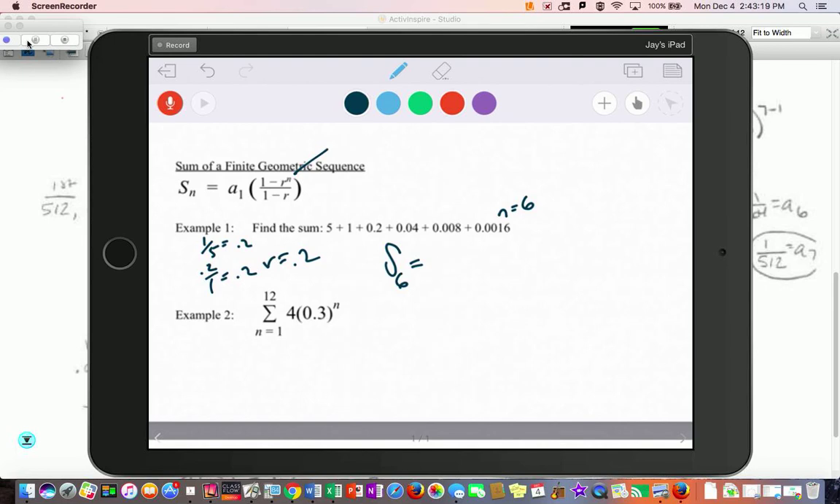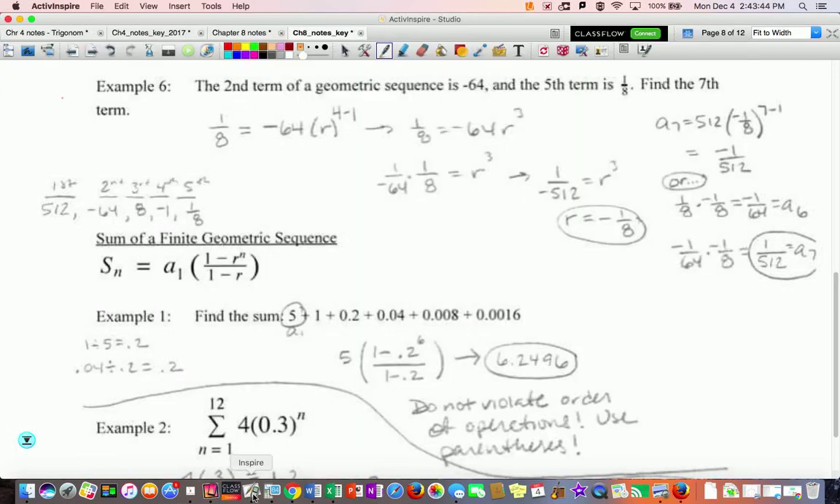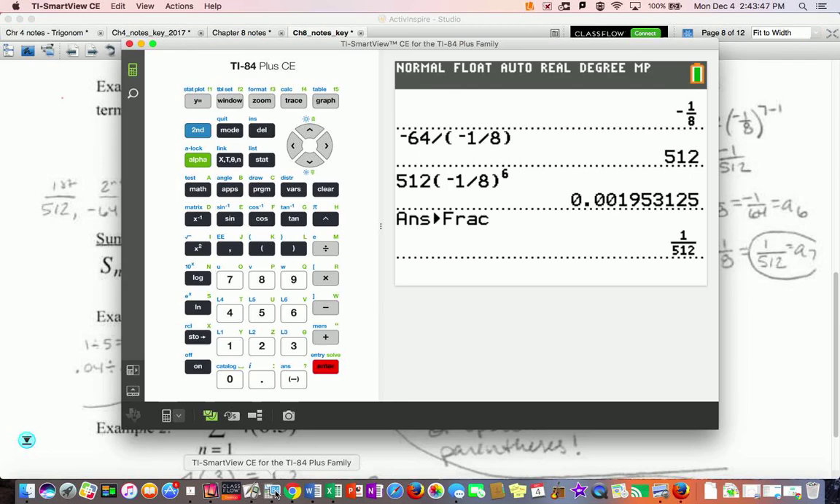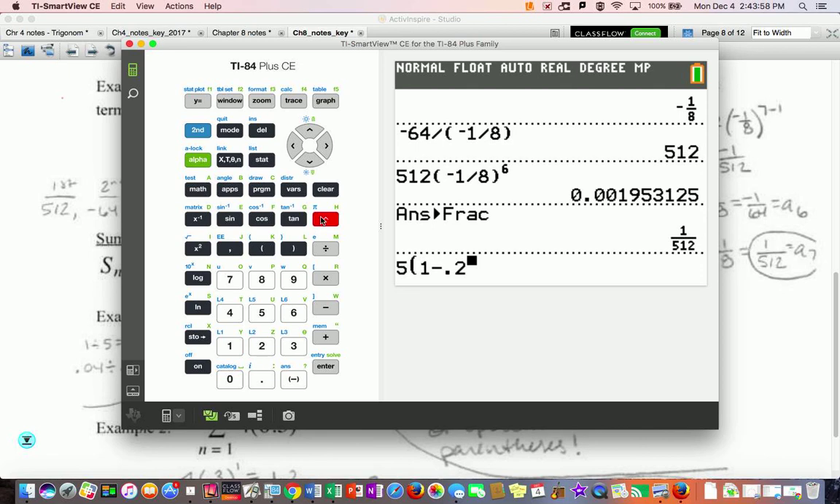So first term is 5, and I generally put that on top of the fraction. It doesn't matter where you put it, I guess. And then I do 1 minus 0.2 to the 6th power all over 1 minus 0.2. So we're going to type this into our calculator. And again, some students will have issues down here, but 1 minus 0.2 is just 0.8. So if we go to the calculator, 5 parentheses 1 minus 0.2 raised to the 6th.